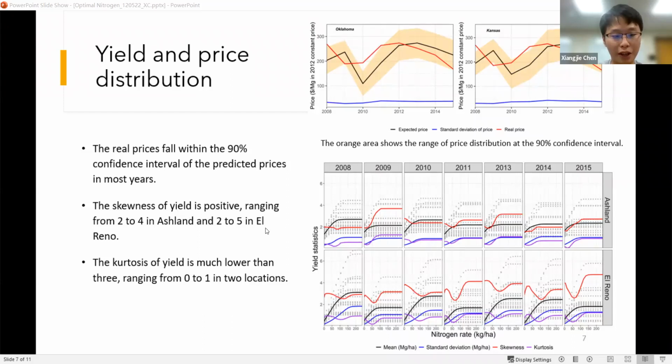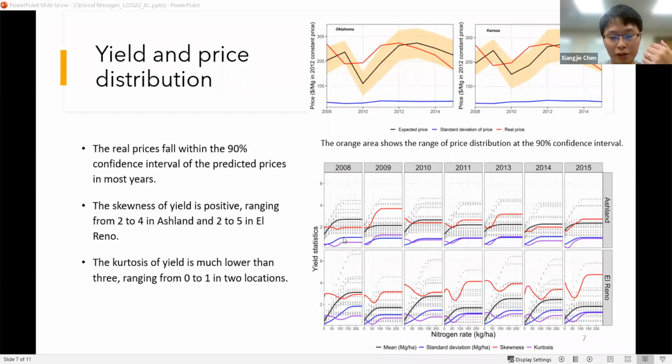And also we can see the distribution of yield. The corridors is our field simulation result from the EPIC model, and the black line is the mean of yield. As the nitrogen rate grows, the mean of yield also grows until it achieves a yield saturation point. And something similar happens to the standard deviation.